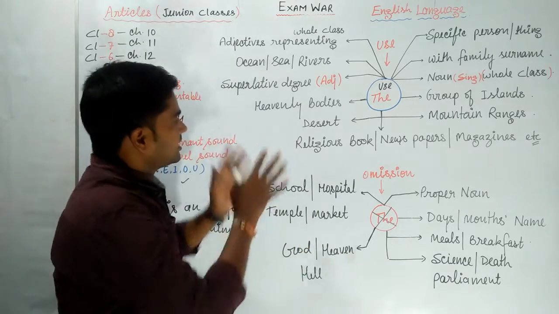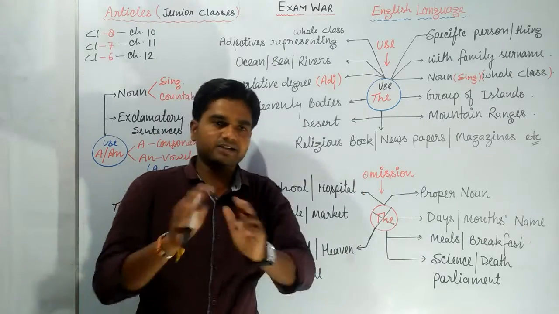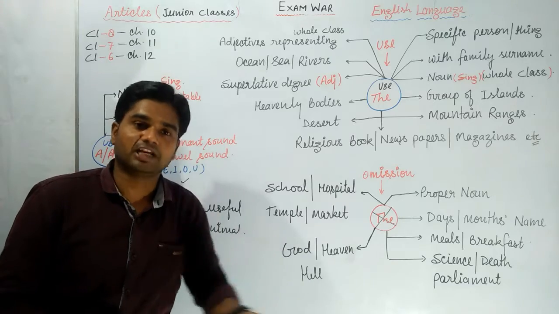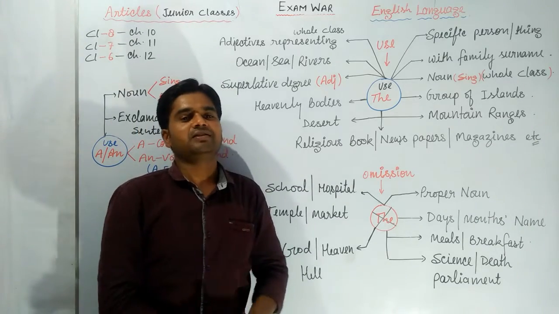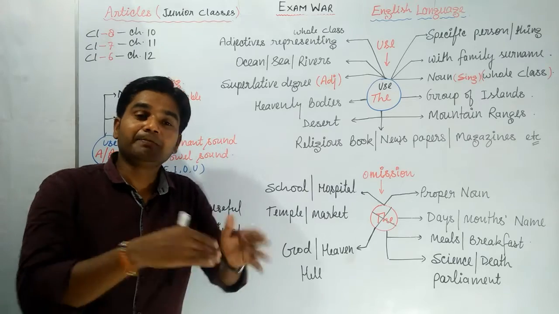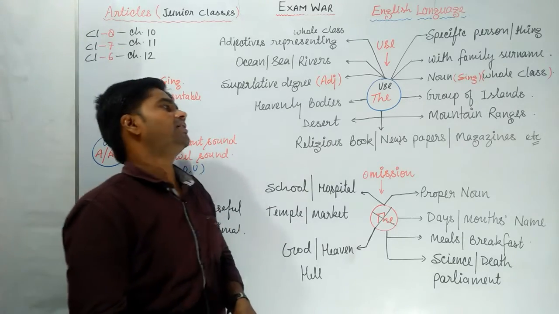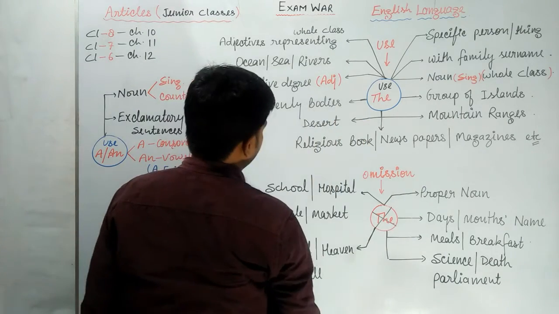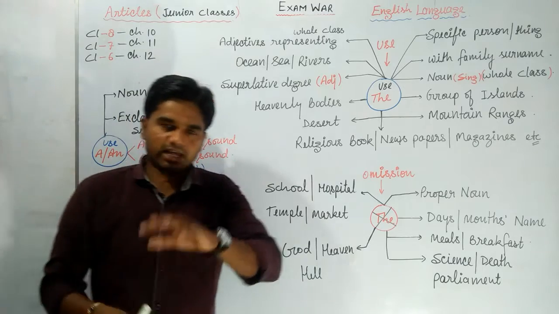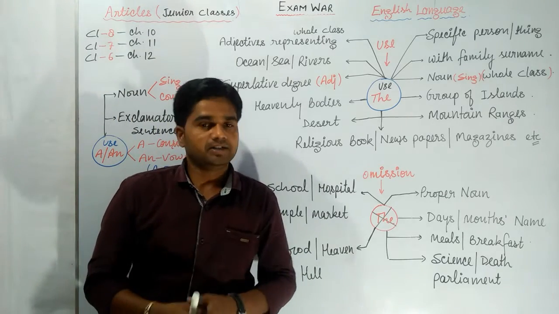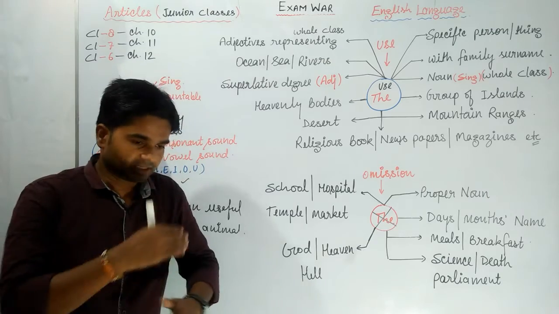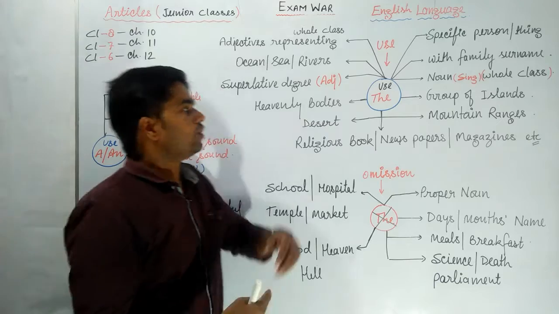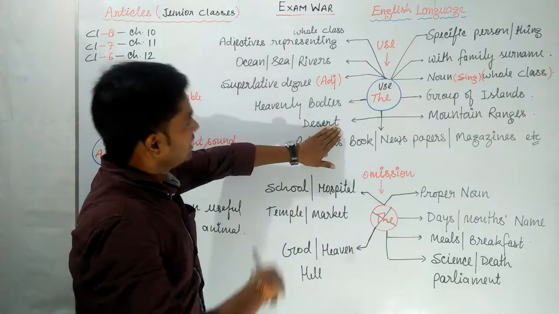We also use article the before famous trains. I did not write it here. We also use article the before famous trains like the Shatabdi, the Janarat Express, the Garib Express, the Dibrugarh Express. We also use article the before deserts, like we say the Sahara desert, the Gobi desert, the Thar desert, the Kalahari desert. So dear students, we also use article the before deserts.